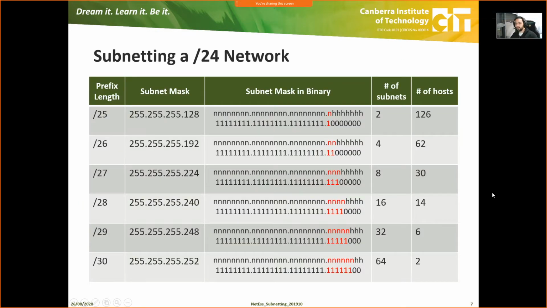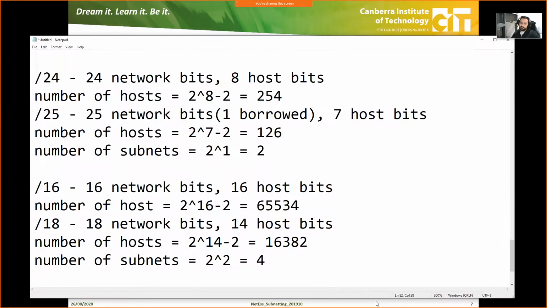Rob, can I ask you something? So in any case, if I'm doing subnetting, I'm not losing any number of hosts. Am I correct? I am, because of the broadcast and for each subnetting.